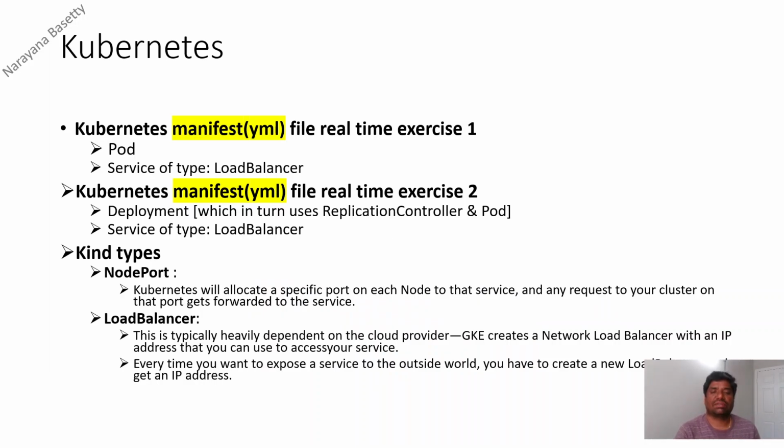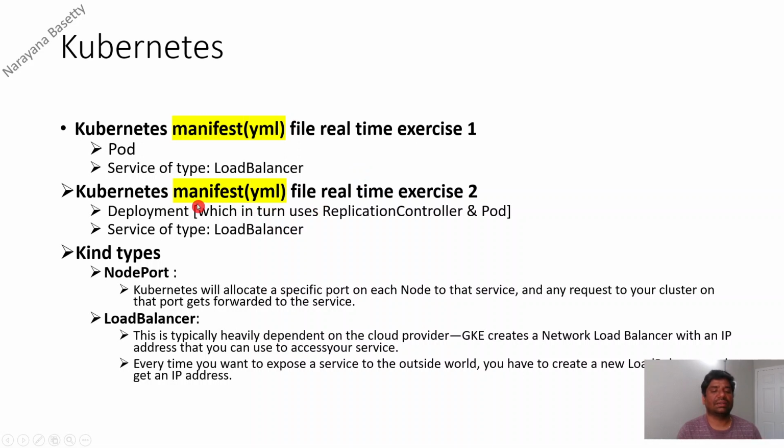So the Kubernetes manifest file we have understood in part 2, the various kinds we can write, and we can test our applications. In this particular exercise, I'm focusing on the Kubernetes manifest file real-time exercise 1, which is of kind pod and service type of load balancer. The front-end applications, over the web or over CURL, can communicate with the service, which will talk to the pod and get the data for us as an HTTP request. That is exercise 1.